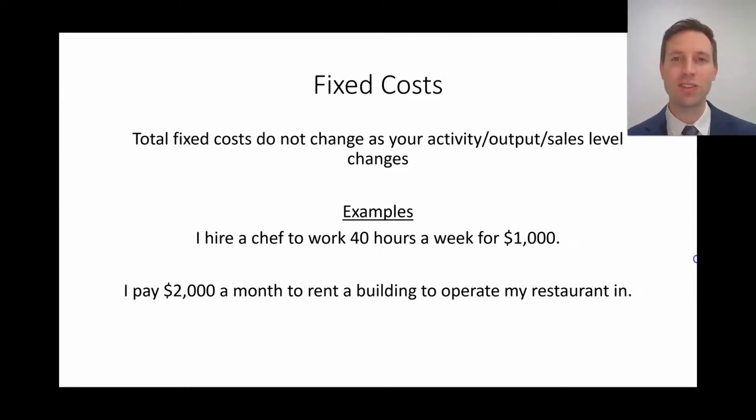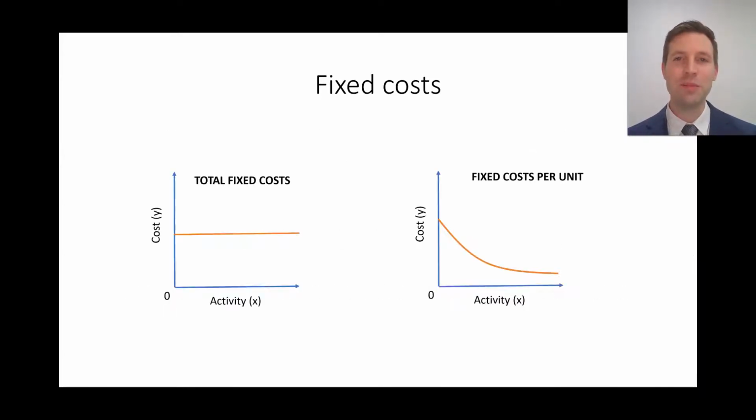Another fixed cost that a restaurant might face is the rent of the premises. I might pay $2,000 a month renting the premises, and regardless of how many meals I cook and how many customers come into my restaurant, I'm going to be paying that same $2,000 fixed cost each month. Fixed costs can be graphed as below. In this figure, we graph the total fixed cost of a business. We see that the total cost of the business is flat. It's fixed even as our activity levels increase.